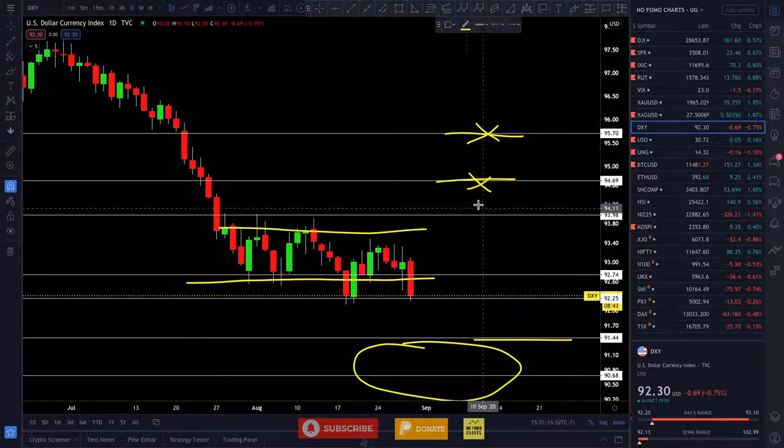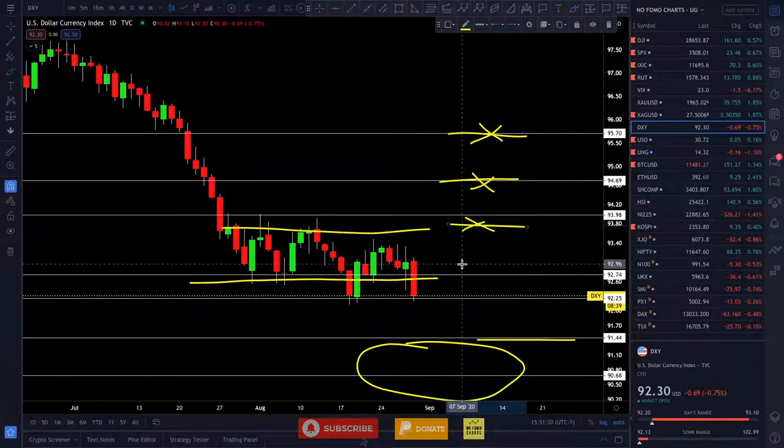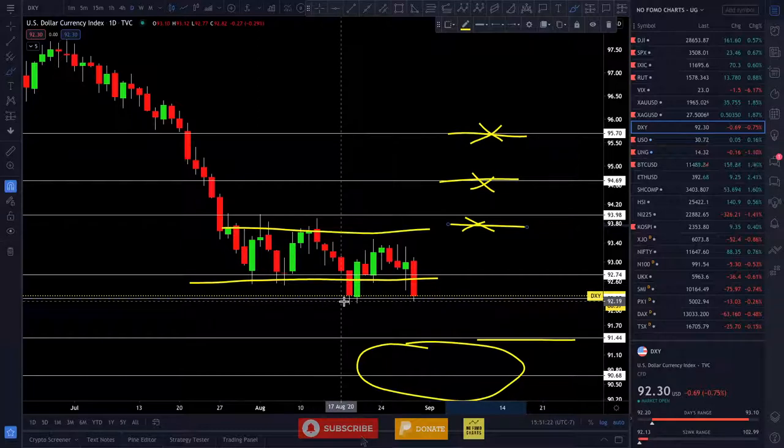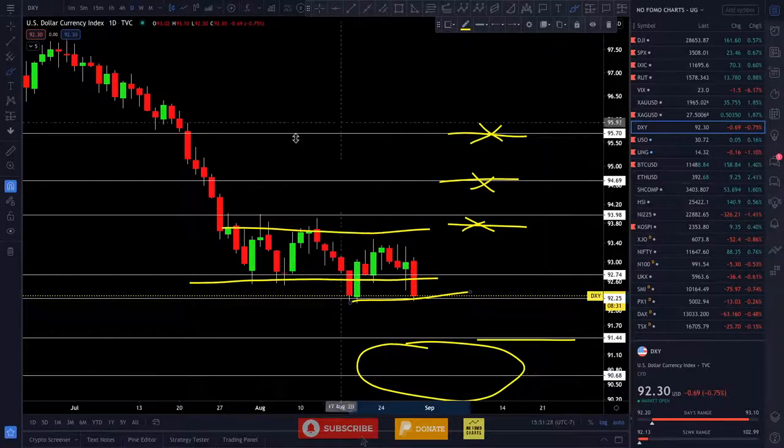There's actually the first mini target right here, 94. Right? Holding the support right here, $92. Then if you look way left on the price, there's a 91, there's a 90. Okay.